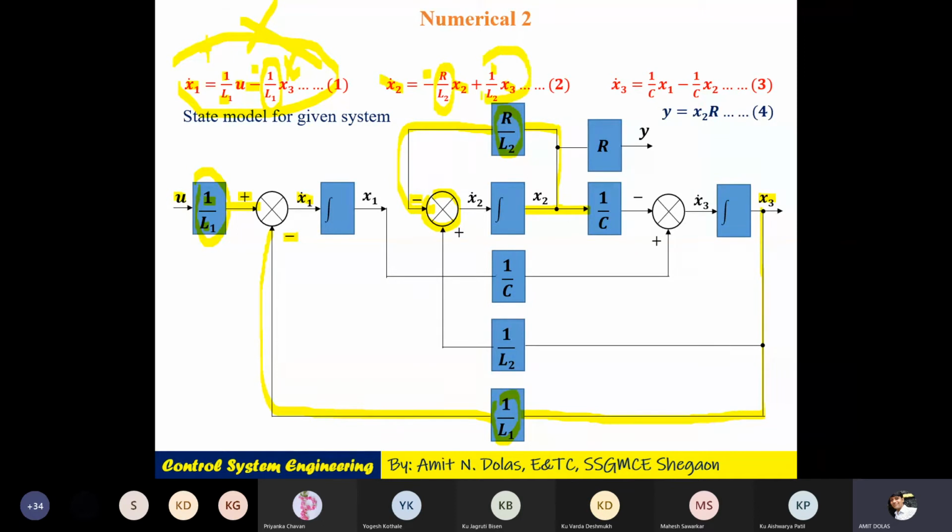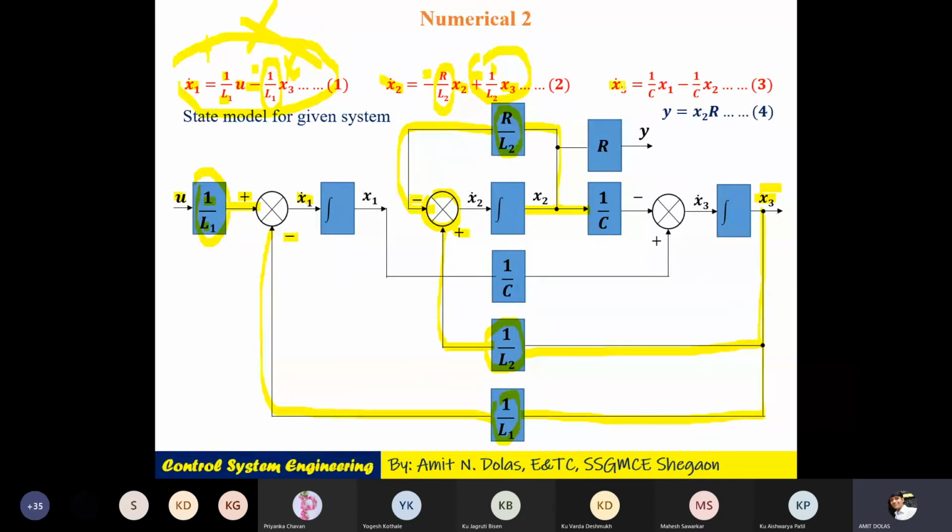Another term is left. It has a plus sign. The element is 1 by L2, coming from x3. Where is x3? Here is x3. Draw one line like this, pass it through 1 by L2, and end it at the summing block. Check the sign: plus. Okay.